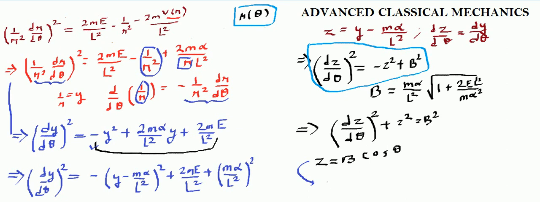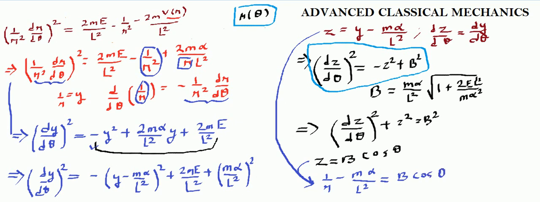Okay, so what was z? Remember z. So put the value of z in terms of r. z is y minus mα/L square. So y is 1/r minus mα/L square. Agreed? I have just put z in terms of y and y in terms of r, and this side I'll have b cos θ. And you know what b is? b is this big term here.